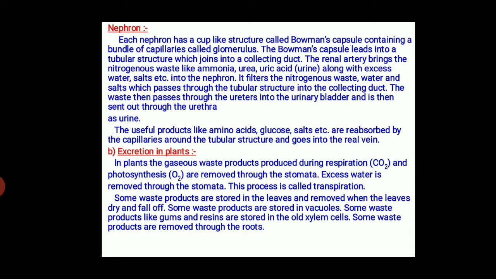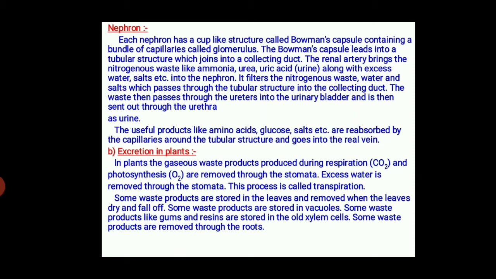Nephron. Now we talk about the nephron. Each nephron has a cup-like structure called Bowman's capsule containing a bundle of capillaries called glomerulus. The Bowman's capsule leads into a tubular structure which joins into a collecting duct. The renal artery brings the nitrogenous waste like ammonia, urea, uric acid, along with excess water, salts, etc. into the nephron. It filters the nitrogenous waste, water and salts, which pass through the tubular structure into the collecting duct. The waste then passes through the ureters into the urinary bladder and is sent out through the urethra as urine. The useful products like amino acids, glucose, salts, etc. are reabsorbed by the capillaries around the tubular structure and go into the renal vein.